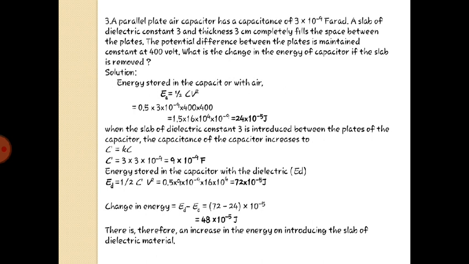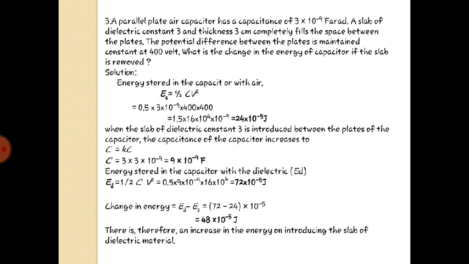Alright. A slab of dielectric constant 3. In a similar way we are going to find out. A slab of dielectric constant 3 and thickness 3 centimeter completely fills the space between the plates. Again, the slab of dielectric has been inserted between the plates. The potential difference is 400 volt. What will be the change in energy of the capacitor if the slab is removed?